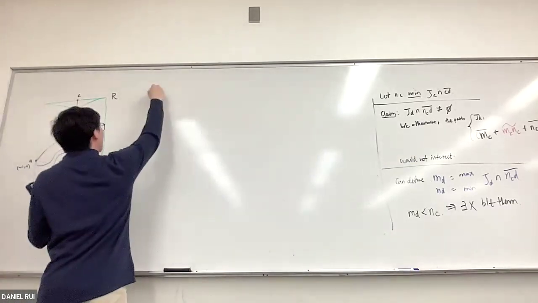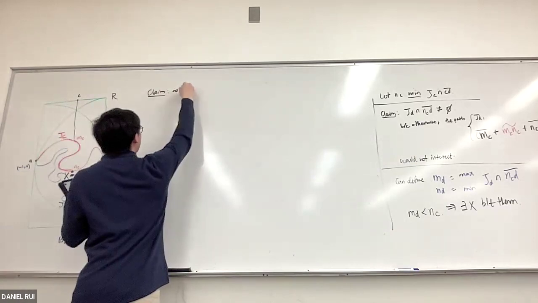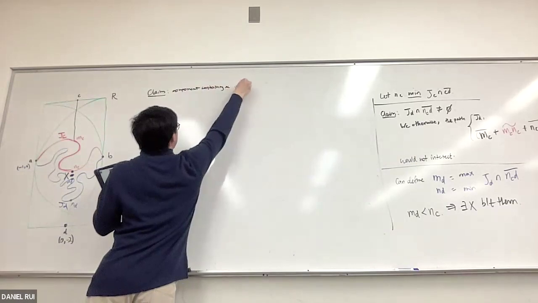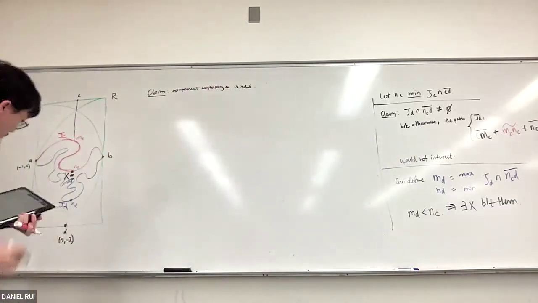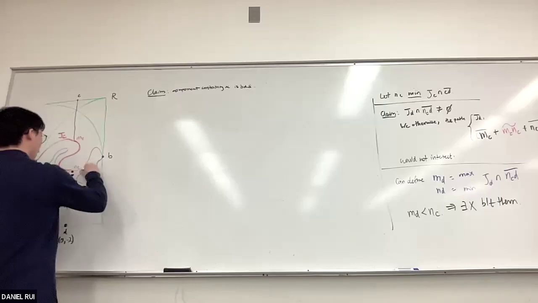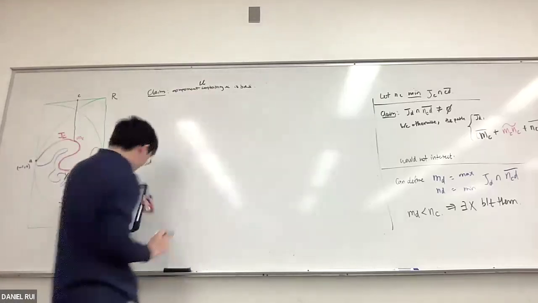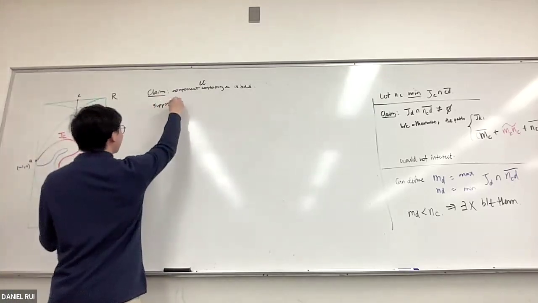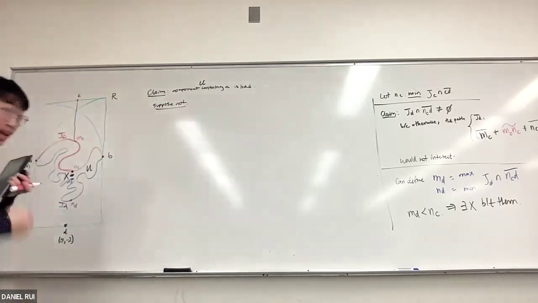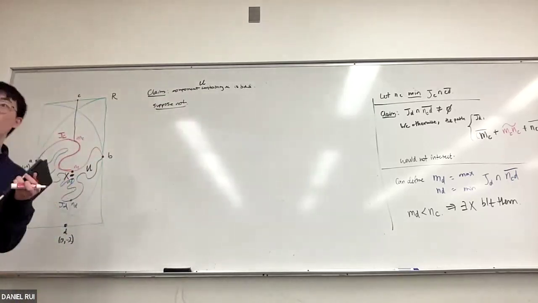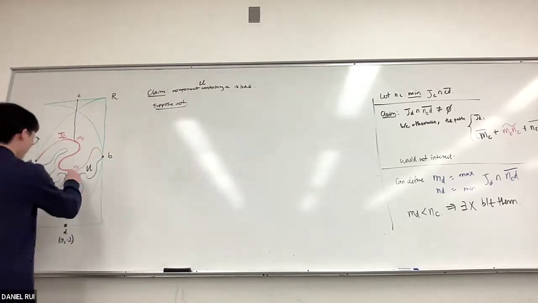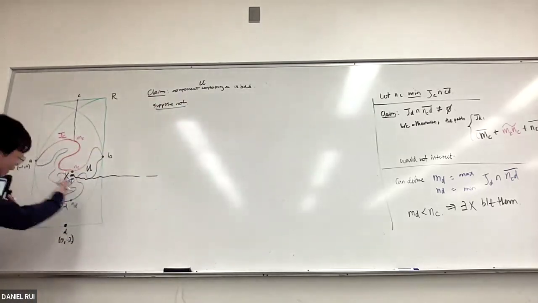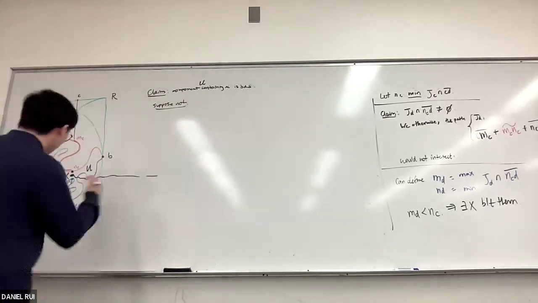Claim: the component containing X is bounded. Why is it bounded? Let's call this component U. Component U containing X is bounded. Suppose not. Again. Then U is the unbounded component, the single unbounded component. So there is going to be a path from X to infinity. Okay. So it will definitely leave the rectangle at some point.